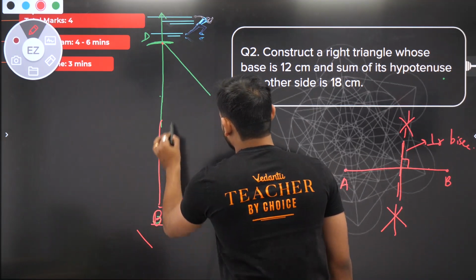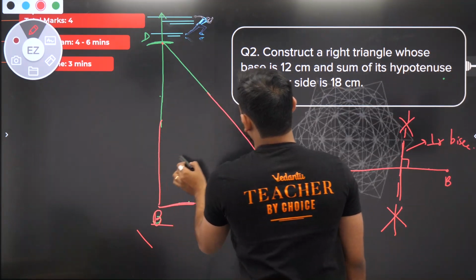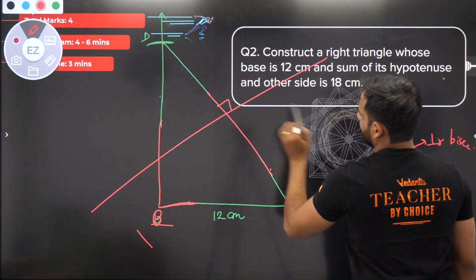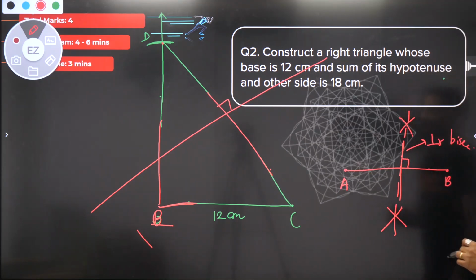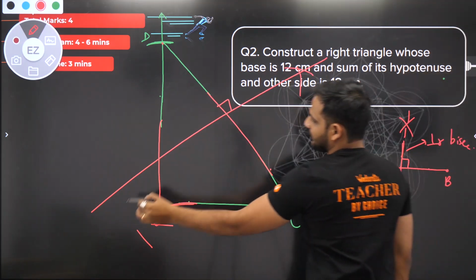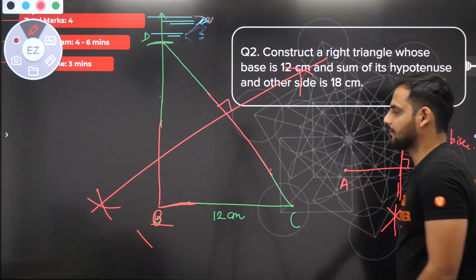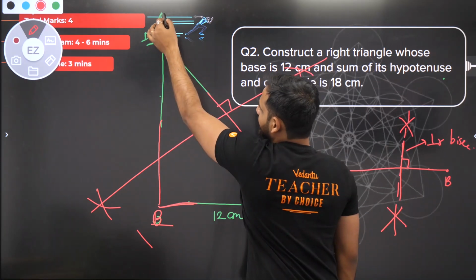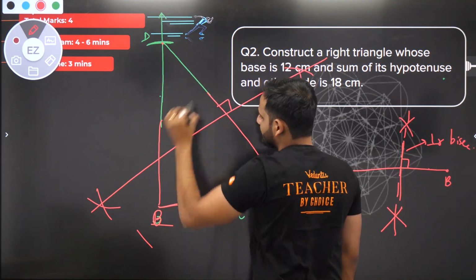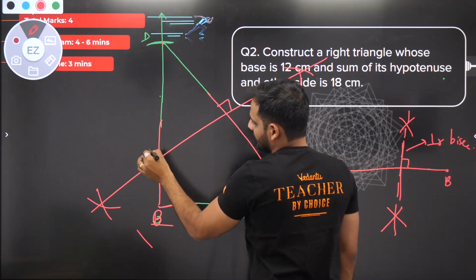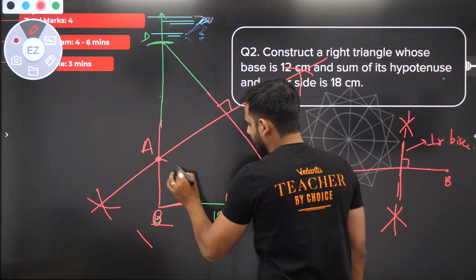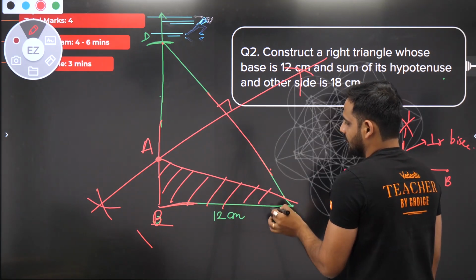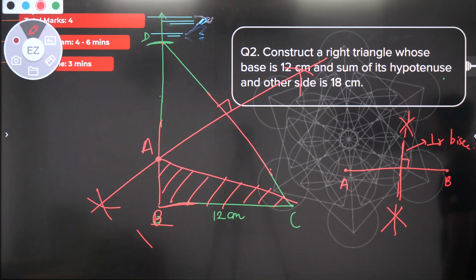Chalo, B is here. Now we'll try to draw a perpendicular bisector. So the perpendicular bisector will look something like this. Okay, so you have drawn a perpendicular bisector. Now once you have drawn it, this ray BD was there. Wherever this perpendicular bisector is intersecting this ray, that will be your required point A. Join A with C. So this is your required triangle.